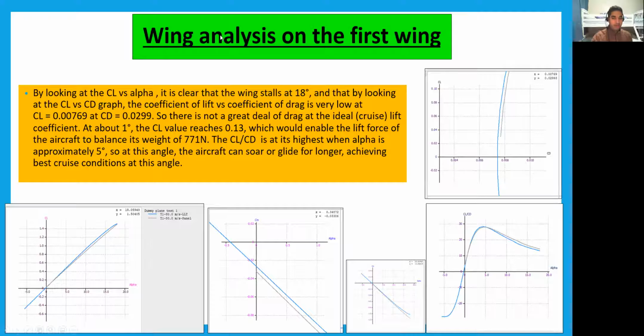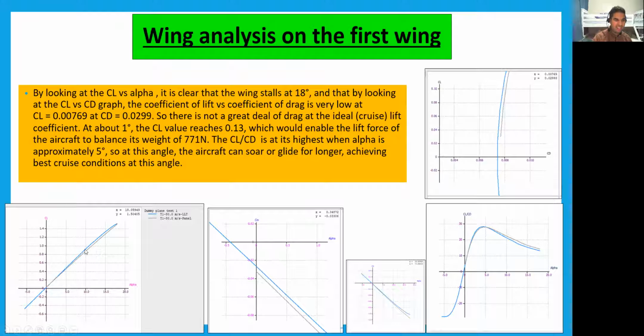The wing analysis of the first wing. By looking at the CL versus alpha, it is clear that the wing stalls at 18 degrees, and by looking at the CL versus CD, the drag is very low at CL equals 0.0076 at 0.029 right here. So there's not a great deal of drag at the ideal lift coefficient.